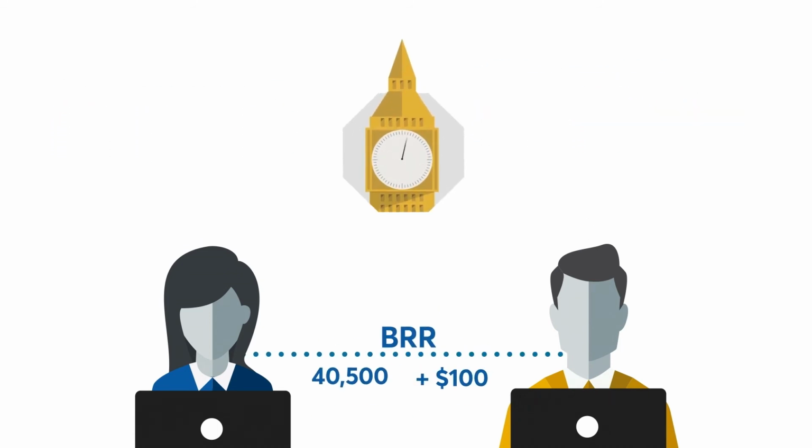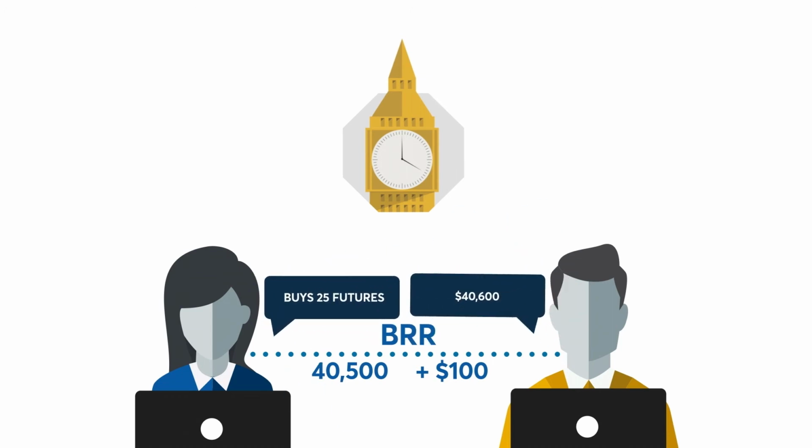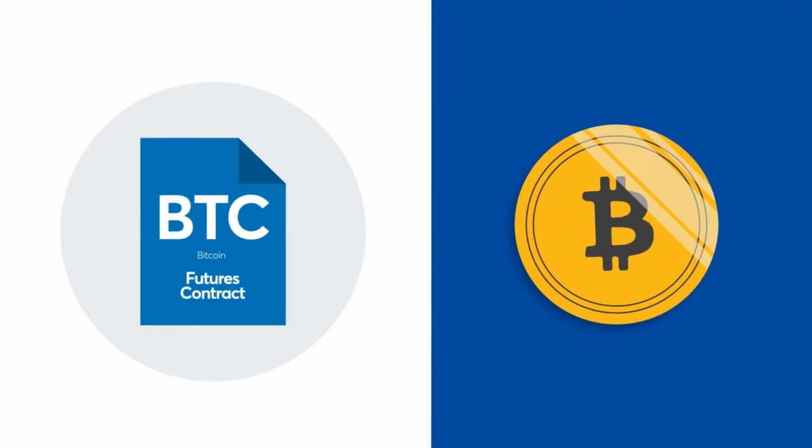Shortly after 4 p.m. London time, the official BRR level of 40,500 is published. The trade is now settled. The fund manager buys 25 Bitcoin futures contracts at a price of 40,600, which is a plus 100 basis to the BRR level, and the crypto lending desk sells them at the same price. This illustrates how some crypto market participants may use BTIC and how the mechanism can provide traders the ability to optimize their holdings between Bitcoin futures and physical Bitcoin.